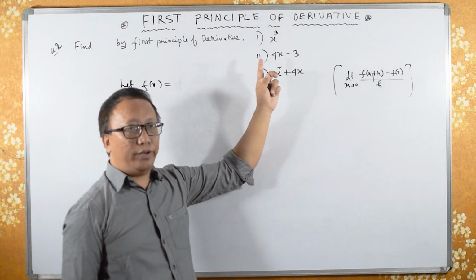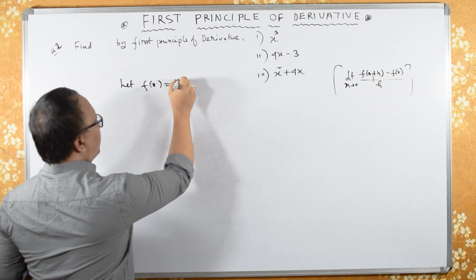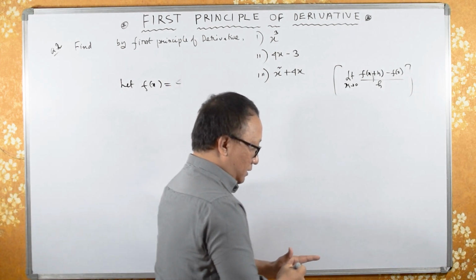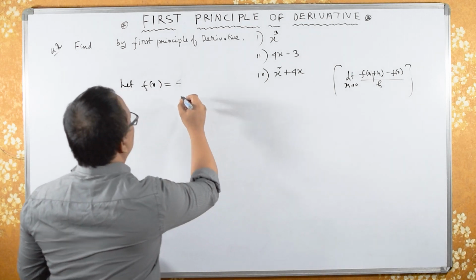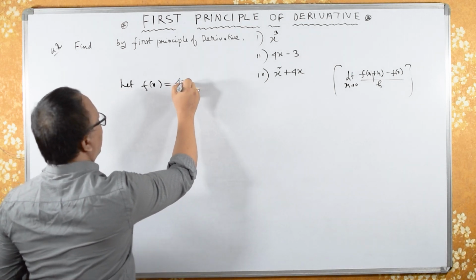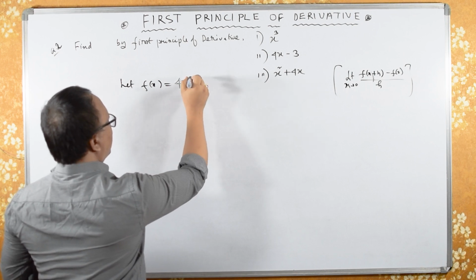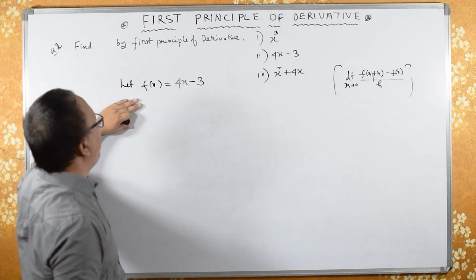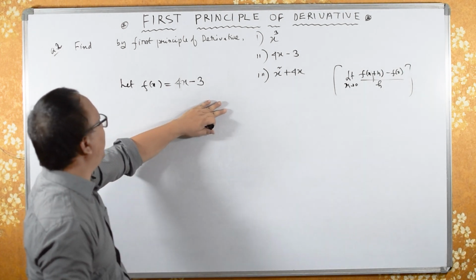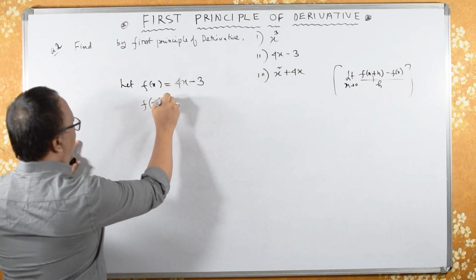4x minus 3. Okay, we have to consider this f(x). Now f(x) equals what? 4x minus 3. Since f(x) is this, we need to find what? f(x plus h).